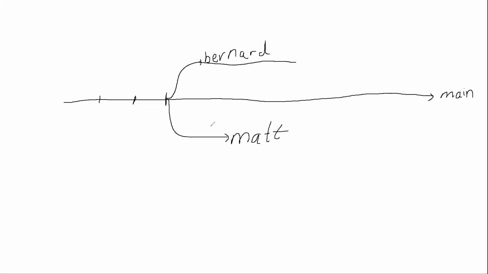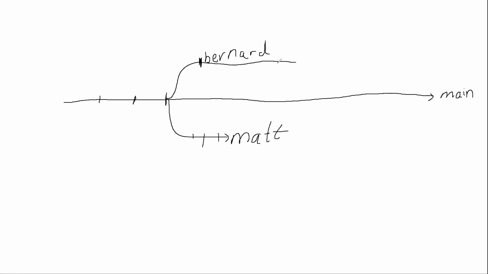So I create a branch on my own computer and I say, okay, I want to add this file, that's a commit. I want to change this file, that's a commit. And I want to add another file, that's a commit. And then Bernard's saying, oh, I want to add a file right here. That's a commit right there.